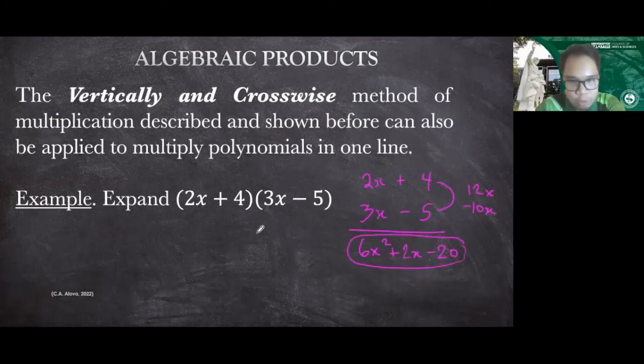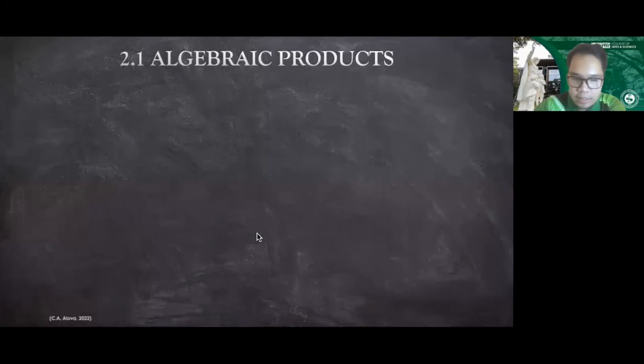Okay, and this is actually correct. Take a look at it. It's a one-line method, everybody. A one-line method in algebraic products. Now, how does this work? So let me explain some bits why it works.